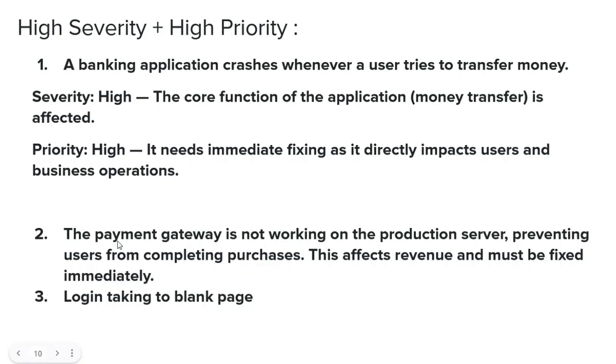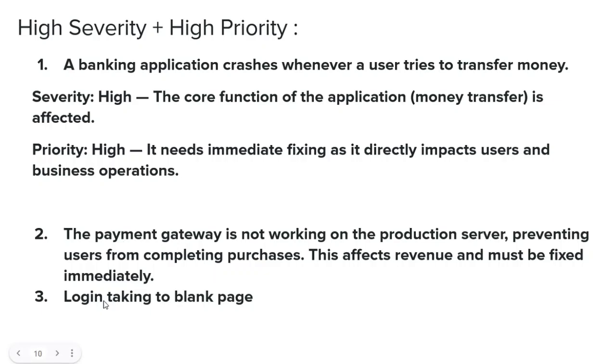Another example will be the payment gateway is not working on the production server, preventing the users from completing the purchase. If you have an e-commerce application on which the payment gateway is not working on the production server, users are not able to buy the products, they are not able to complete the purchase. Again, its priority is high, its severity is also high, because this will affect the revenue and it should be fixed immediately. Its severity is high because it is directly impacting the revenue of the business. That's why it is a high priority and high severity issue.